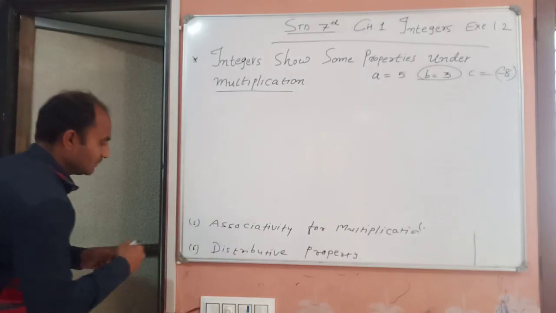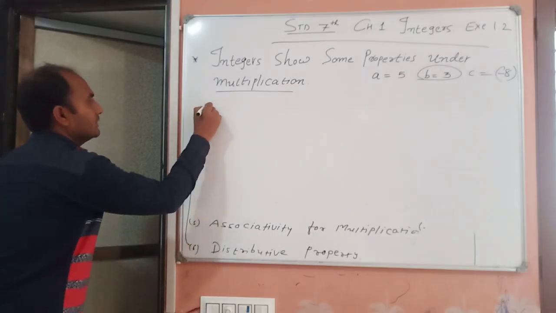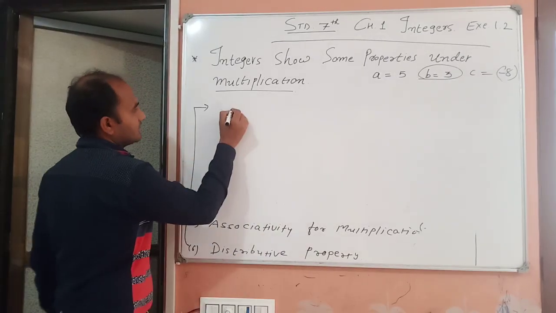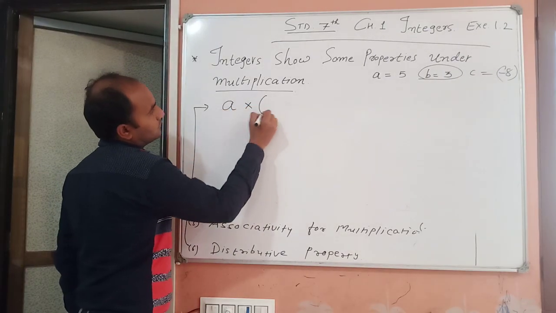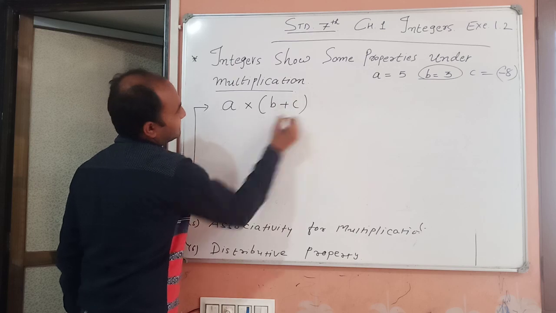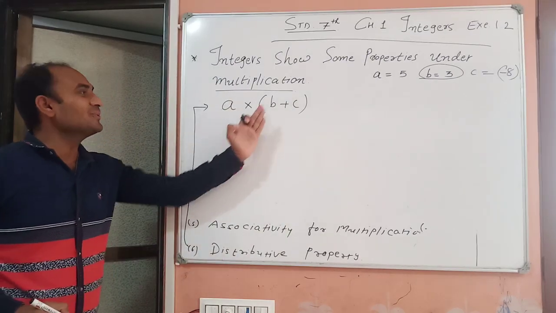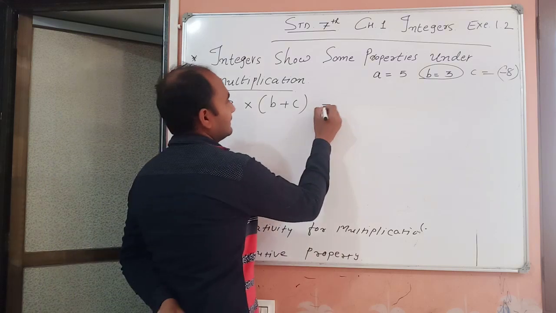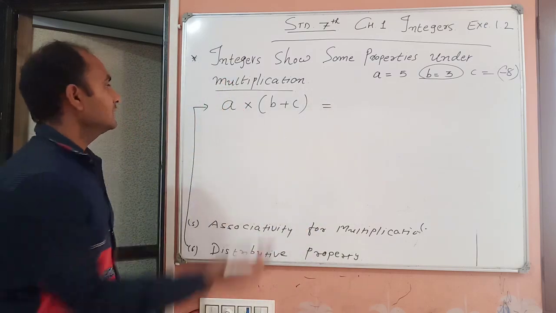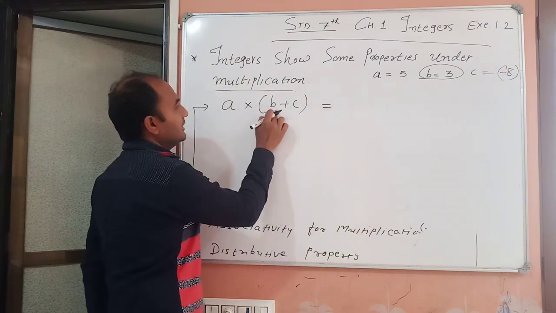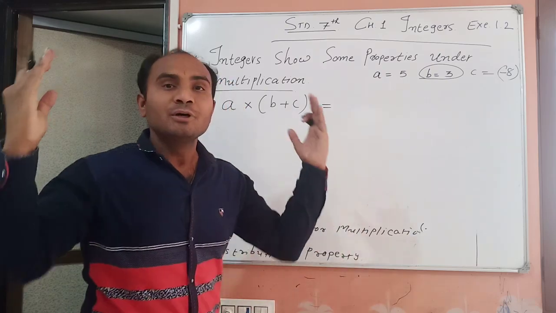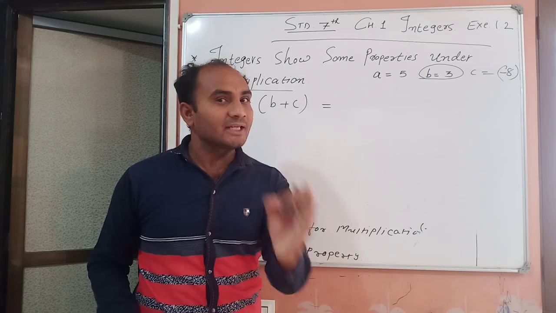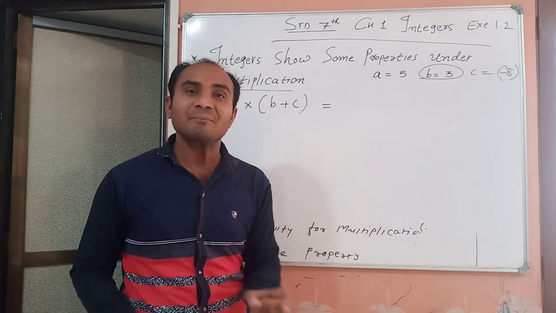So number 6, distributive property. In distributive property you can write A into (B plus C), A into bracket B plus C. Now distribute A into B, A into B. Now we have to remove the bracket in distributive property. It is a very important method for this chapter.